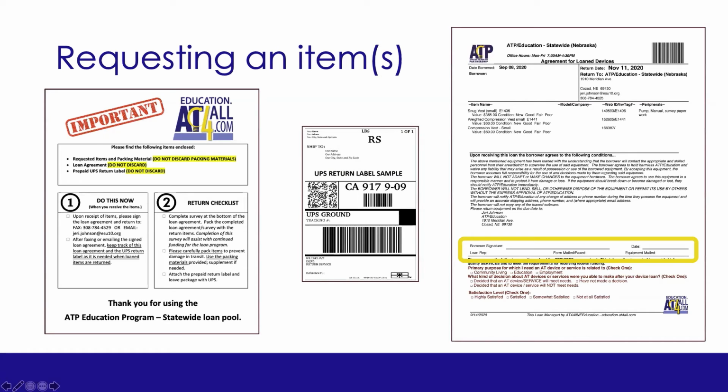Every shipment will contain 3 pieces of paper: loan instructions, a loan agreement with survey, and a prepaid UPS return label. The instructions will prompt you to sign and fax or email the loan agreement to the loan coordinator immediately upon receipt of items. After faxing or emailing the signed loan agreement, please keep track of this agreement. It contains a survey at the bottom that will need to be completed and returned with the items at the end of the loan period.